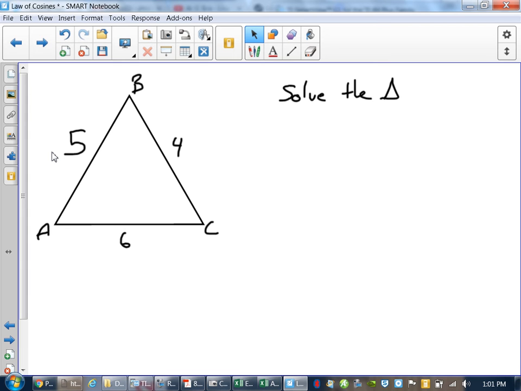If you can make multiple triangles, it's called the ambiguous case, because sometimes weird things happen in math.